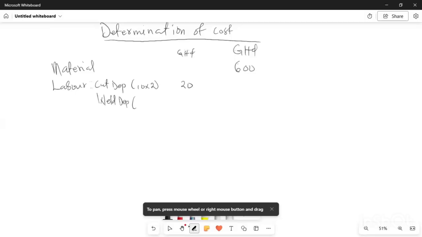For the welding department, the labor hours spent in the welding department is what? 5. So we have a labor cost of 35.